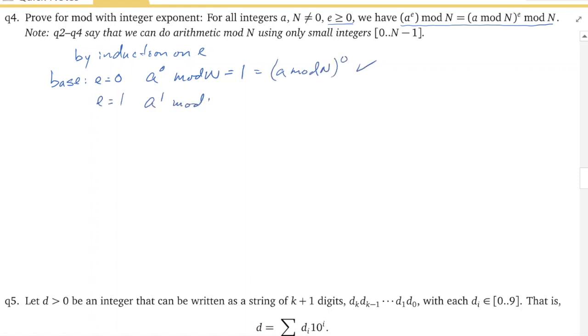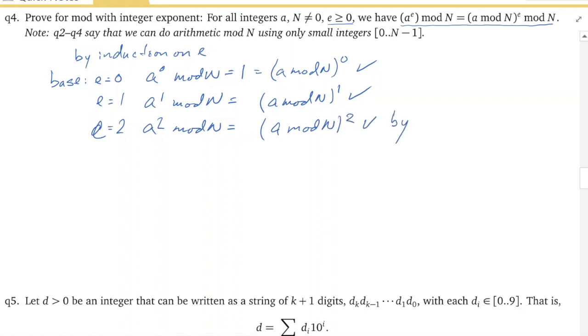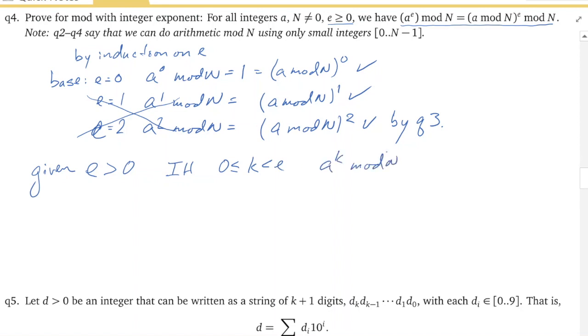A to the 1 mod n is certainly the same as a mod n to the 1. E equals 2, we would have a squared mod n is supposed to equal a mod n squared, and this is by what we just did, Q3. Okay, so in general, let me skip these base cases and just think about what happens for any e greater than 0. I get to assume the induction hypothesis that for all 0 less than or equal to k less than e, I already know the answer, that a to the k mod n is equal to a mod n to the k. I want to show it for e.